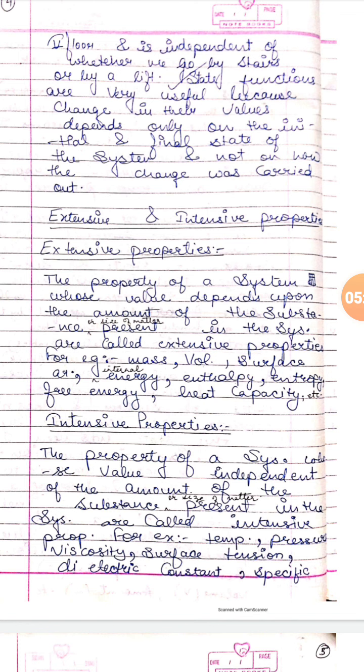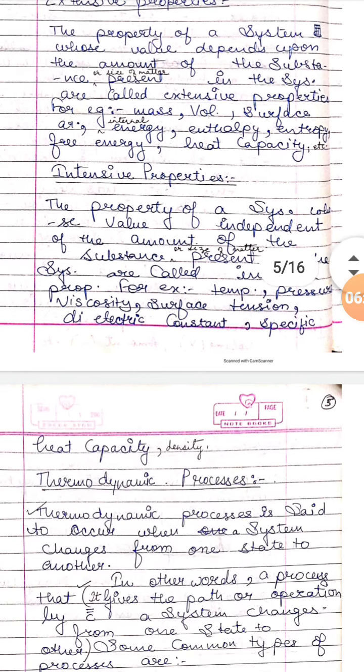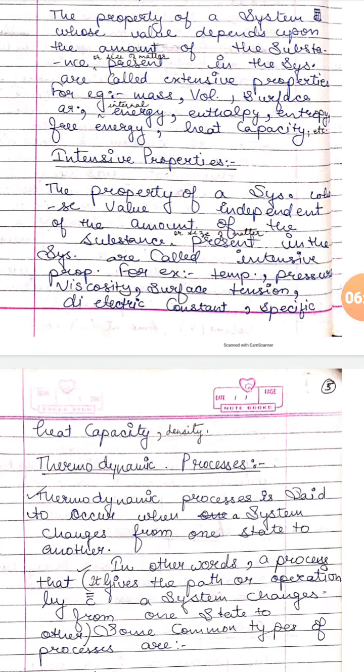The next term is intensive properties. These are the second category of thermodynamic properties, and their values are independent of the amount of the substance or size of matter present in the system. For example, temperature, pressure, viscosity, surface tension, dielectric constant, specific heat capacity, density, etc.